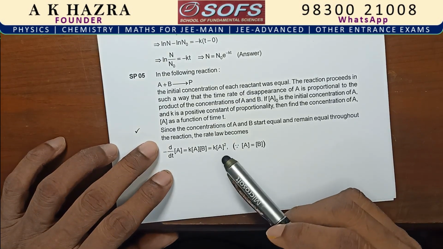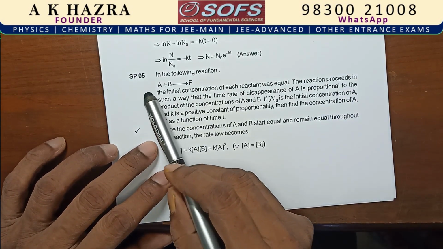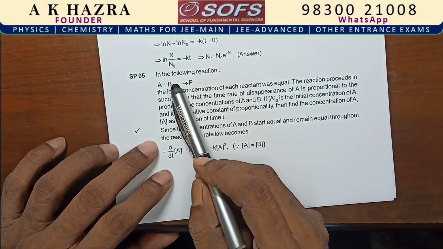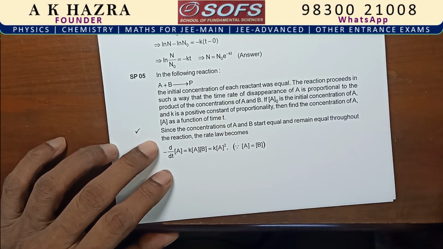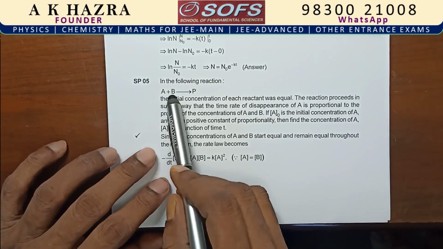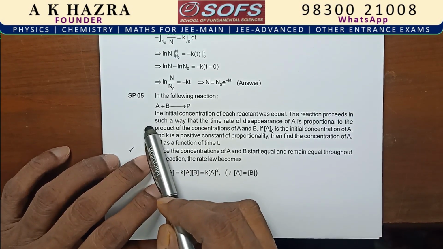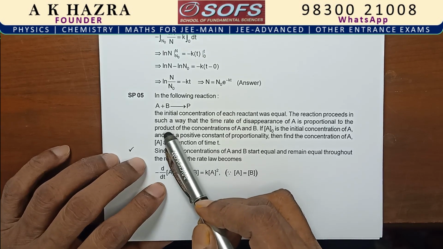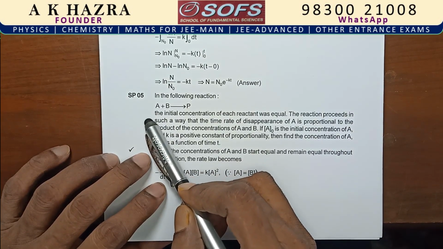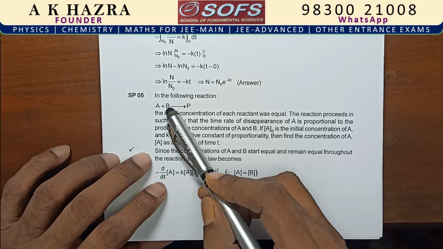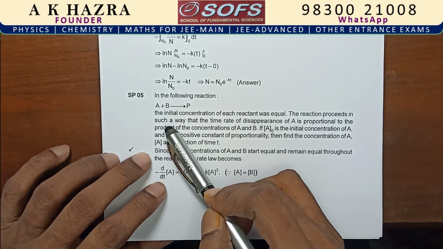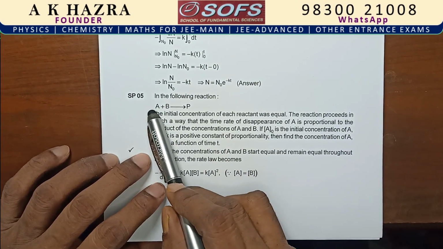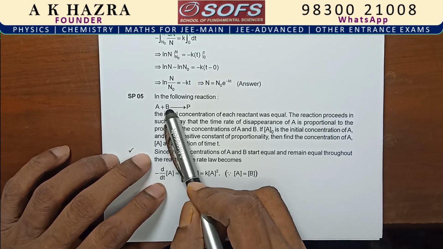Now one thing we remember: the concentrations of A and B are initially equal and at any moment of time also remain equal. Why? It is 1 mole, it is 1 mole. So when 1 mole of A is consumed, at the same time 1 mole of B is also consumed. So if x mole is consumed in time dt, x mole of B is also consumed in the same time dt. So always the concentrations of A and B remain equal, always.